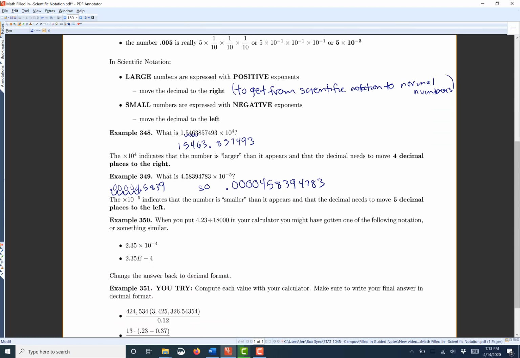So in a previous video, we put 4.23 divided by 18,000 into our calculator. And you probably got one of these notations or something pretty similar. The calculator sometimes uses this E, but it really just means times 10 to the power. So let's change this into a decimal. So we have 2.35 and it's times 10 to the negative 4. So I know that's a negative exponent. I should be getting a small decimal, so let's move it to the left. 1, 2, 3, 4. Fill in the zeros where needed. So this is going to be 0.000235.